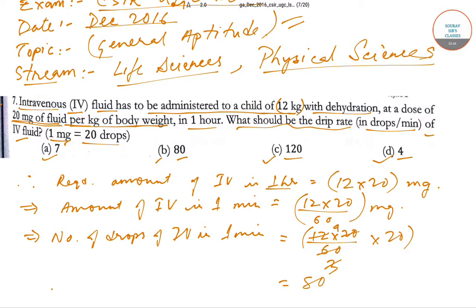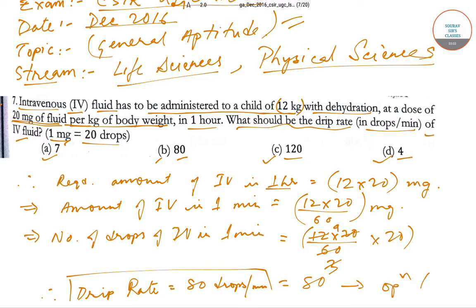So therefore the drip rate is equal to 80 drops per minute. So this is the drip rate. So the correct option is option B. So option B is the correct option over here, 80 drops.